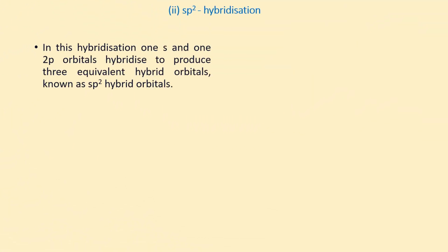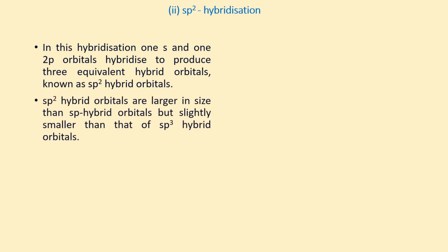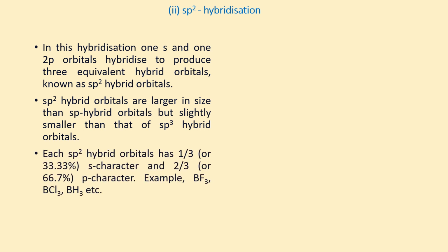sp2 hybridization. In this hybridization, one s and two p orbitals hybridize to produce three equivalent hybrid orbitals known as sp2 hybrid orbitals. sp2 hybrid orbitals are larger in size than sp hybrid orbitals, but slightly smaller than that of sp3 hybrid orbitals. Each sp2 hybrid orbital has one third, that is 33.33% s character, and two-thirds or 66.7% p character.